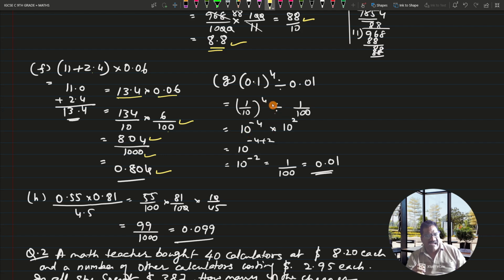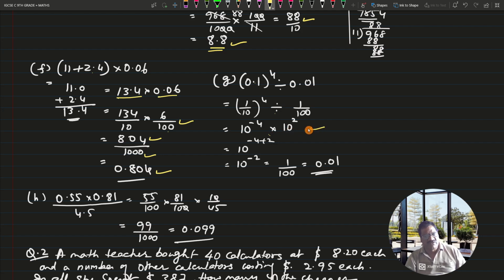And this division I am converting into multiplication. When I do that, what I have to do extra is invert whatever fraction comes after the division sign. So the denominator will go into the numerator, and the numerator will come into the denominator. So this 100 will go up and 1 will come down. It will be 100 upon 1, or rather 10 square upon 1. So now we have reached 10 raised to minus 4 into 10 raised to 2.